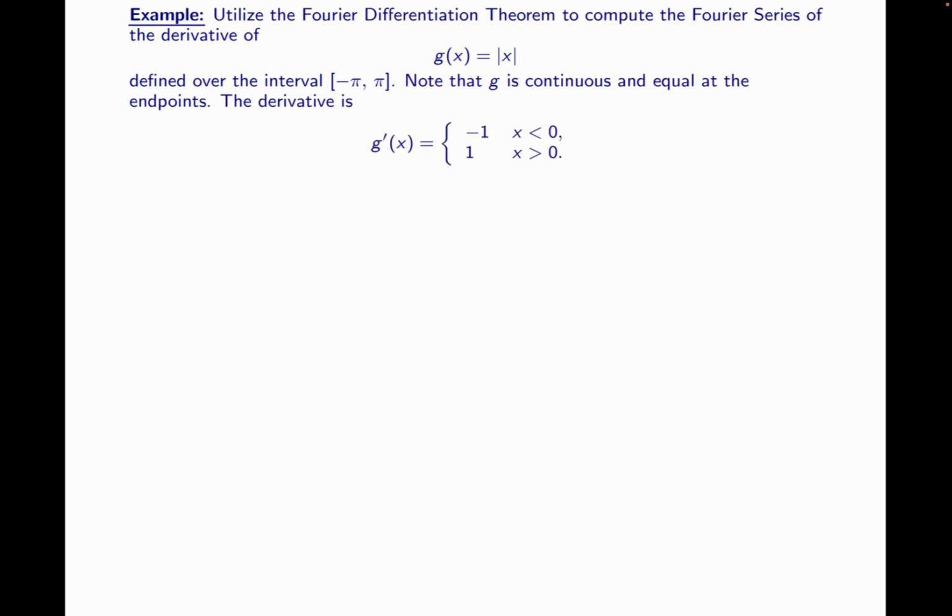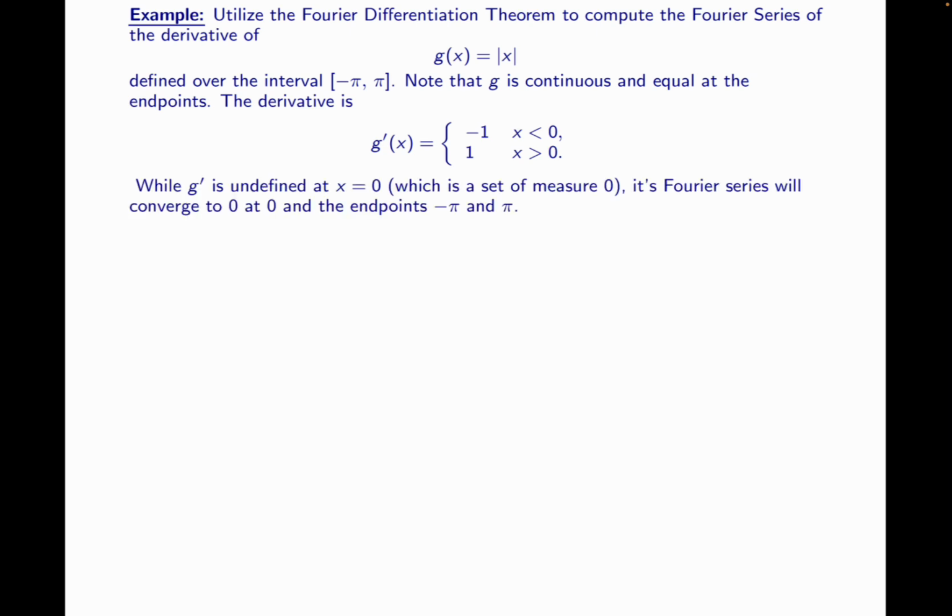And of course, we know what the derivative of this is. To the left, it's -1. To the right, it's 1. At 0, it's undefined, but its Fourier series will have a value at 0. In fact, we know from our pointwise convergence theorem for Fourier series that at 0, we're going to converge to 0. Additionally, at the endpoint, we're going to converge to 0, because if we did a periodic extension, that'd be exactly the average of the jump size.